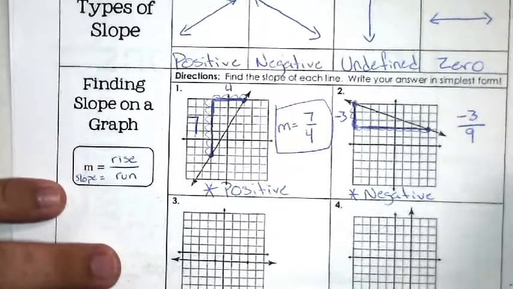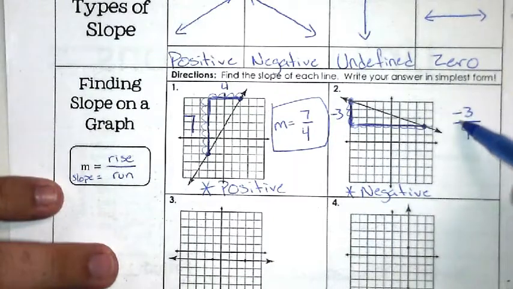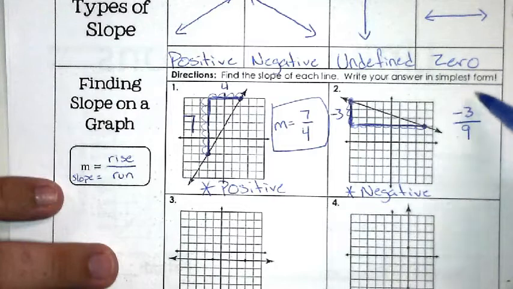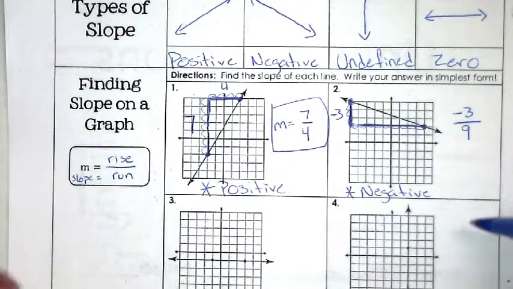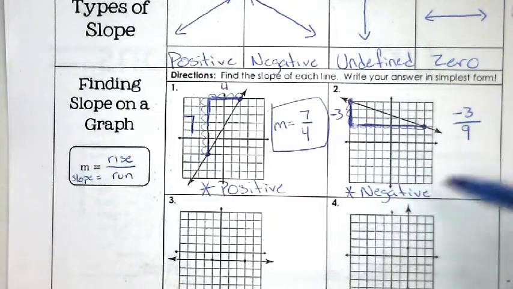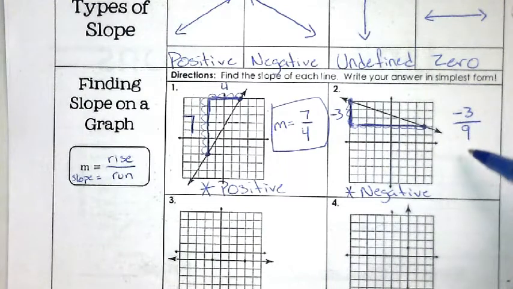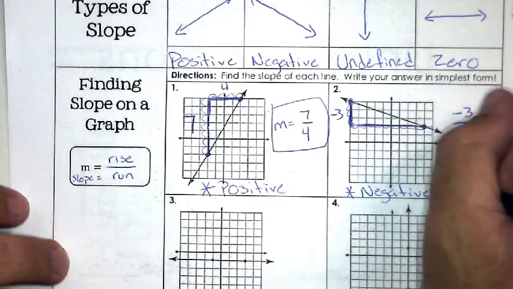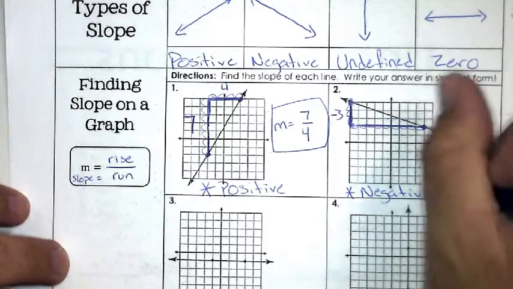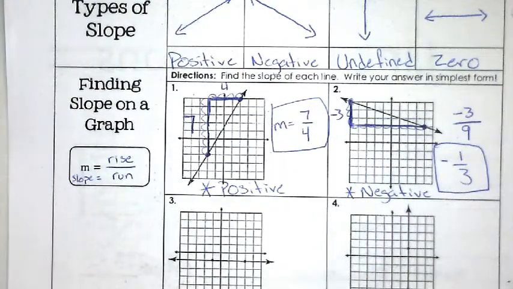I have a negative divided by a positive. If I simplify that, do I have a negative number? Yes. Okay, so we've identified our slope correctly. Second thing I need to think about is, can this fraction be reduced to what? Negative 1/3. Once I reduce that fraction, I now have my slope.